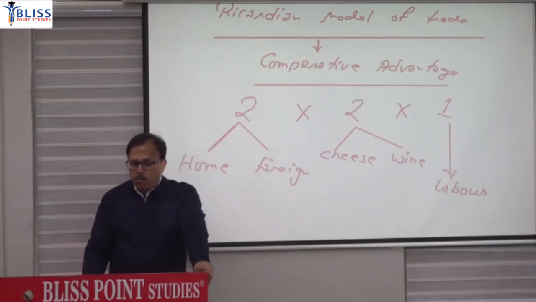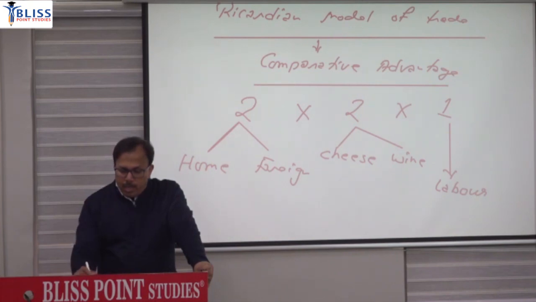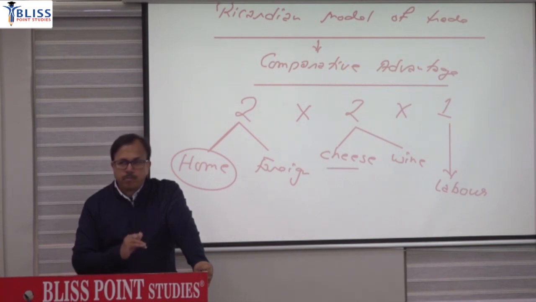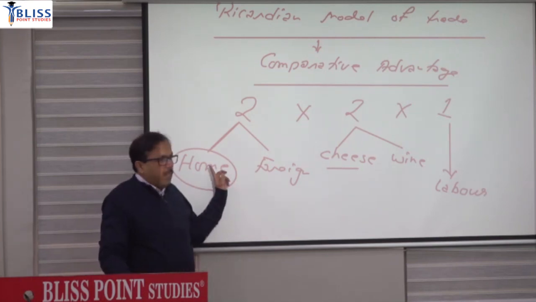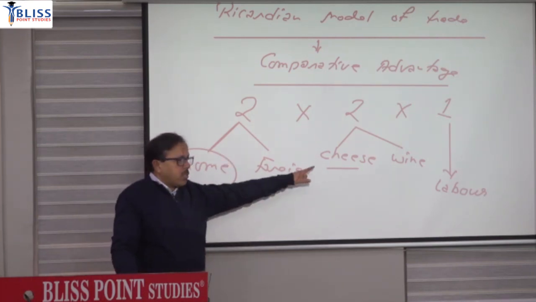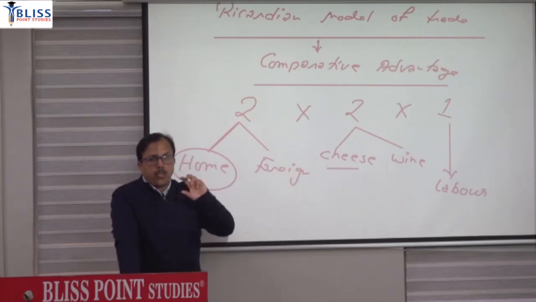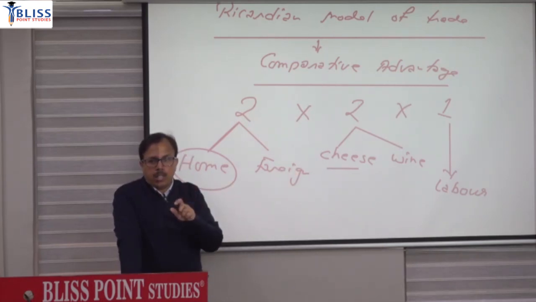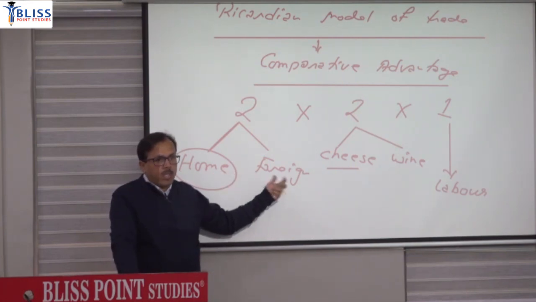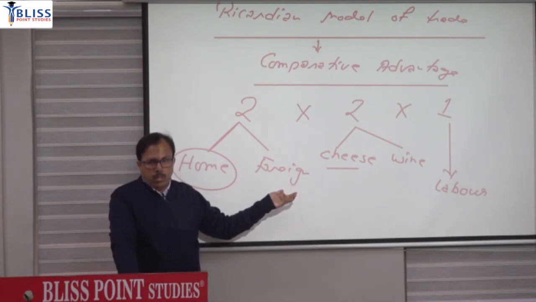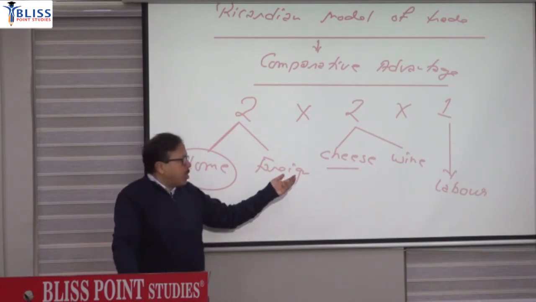The main idea of the model says that home country will have comparative cost advantage in the production of cheese if opportunity cost of producing cheese in home country is less as compared to foreign country. I repeat, home country will have comparative cost advantage in the production of cheese if opportunity cost of producing cheese is less in the home country as compared to foreign country. So obvious question, how to measure the opportunity cost, and what is the opportunity cost here? What is the opportunity cost of producing cheese?